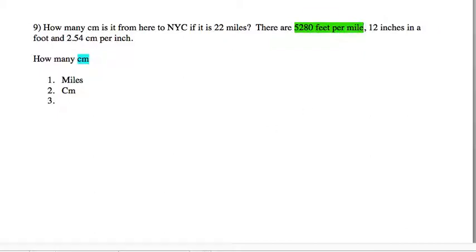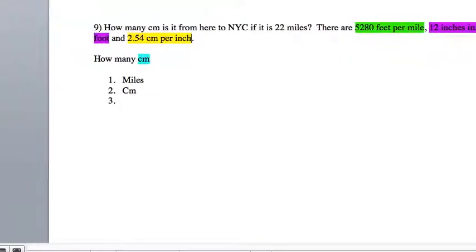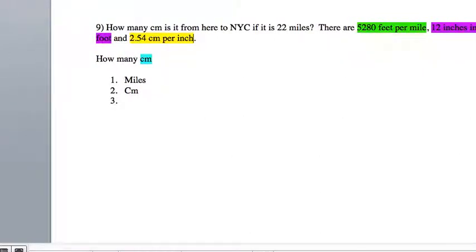And then I know that there are 12 inches in a foot. That's another conversion factor. And then it tells me there are 2.54 centimeters per inch. Okay? So then I just have to write those all as ratios.